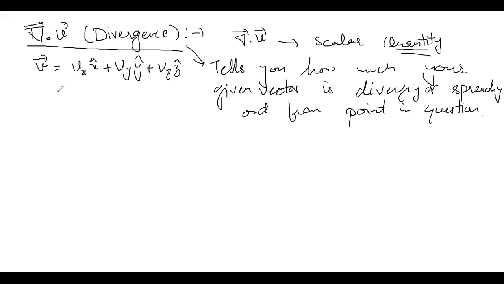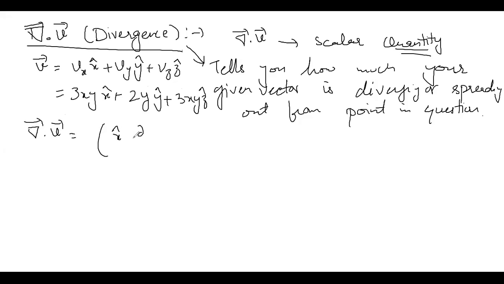An example of this is simply, let's say you had something 3xy x unit vector plus 2y y unit vector plus 3 times xyz z unit vector. Now if you calculate the divergence of this vector, it would be calculated in this way.